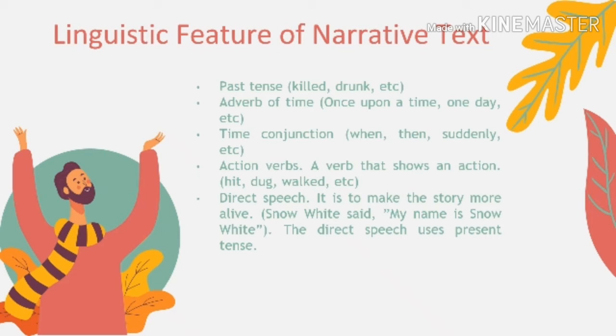Narrative text is also using time conjunctions. For example, when, then, after that, and many more. It is also using action verbs, such as hit, walked, went, killed, and many more. And then, the last, it is using direct speech to make the story more alive.